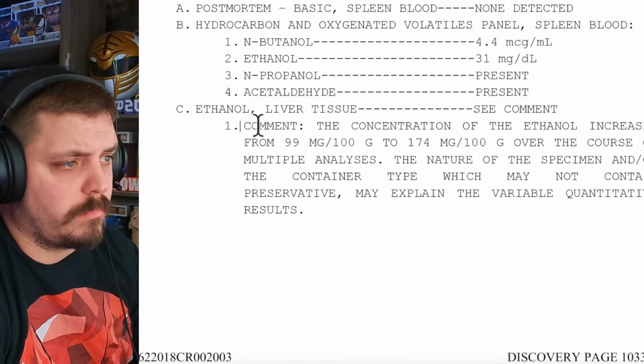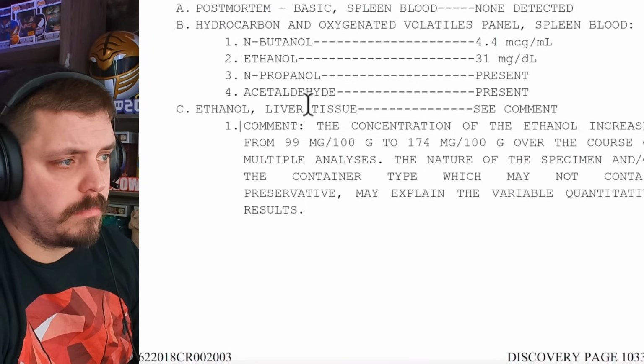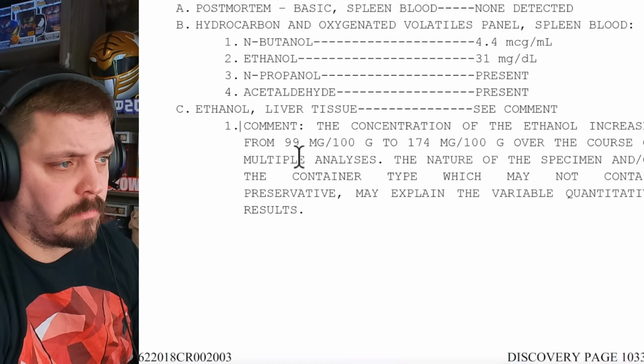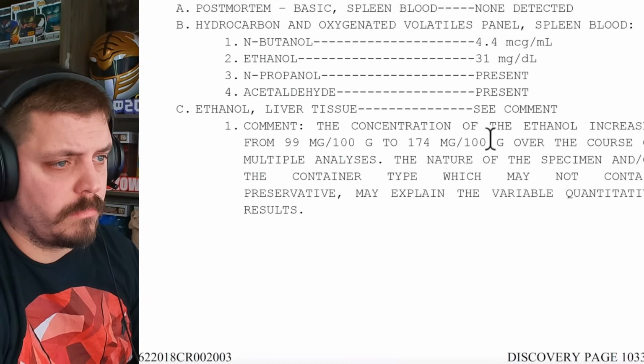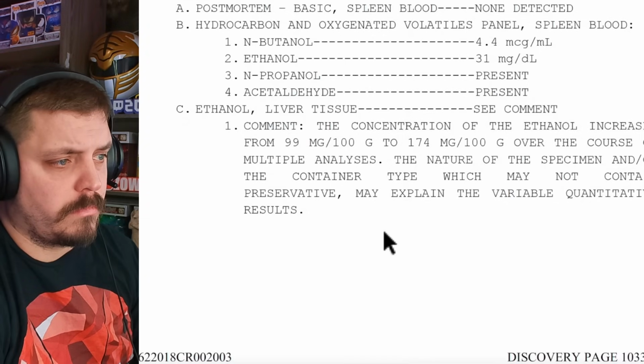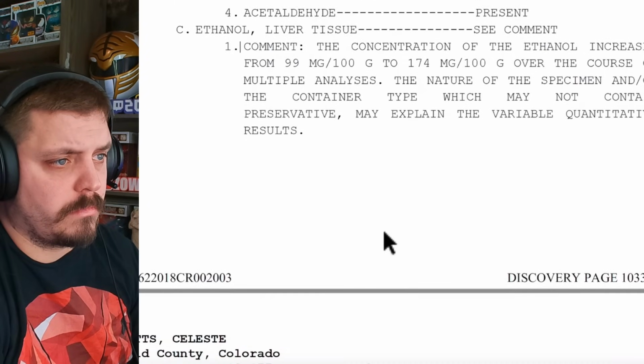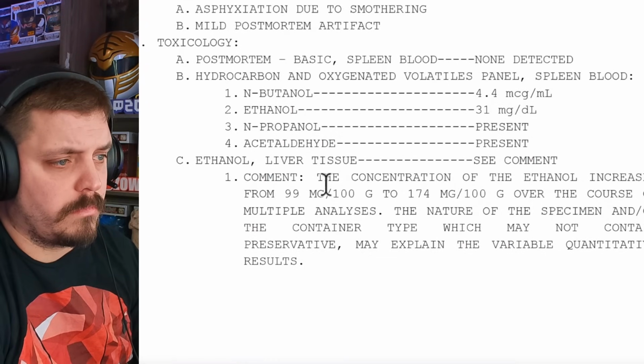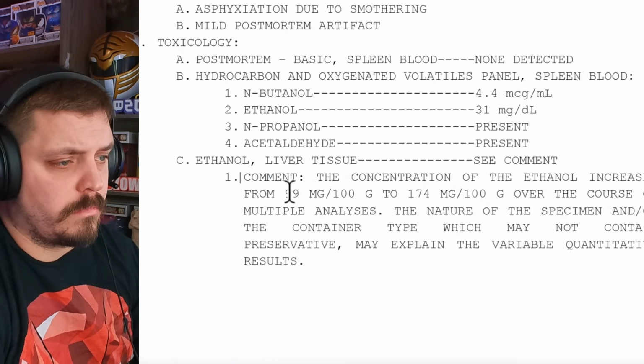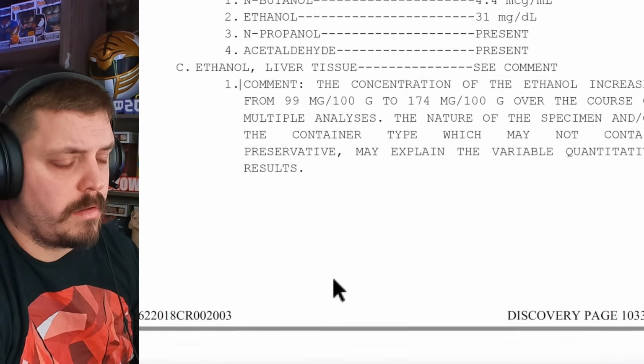This is due to post-mortem issues, but there is a comment here regarding the ethanol found in her liver tissues. The concentration of the ethanol increased from 99 to 174 over the course of multiple analyses. The nature of the specimen and or the container type, which may not contain preservatives, may explain the variable quantitative results. She wasn't drunk, she wasn't consuming alcohol. It's just that the numbers increased due to the analysis performed and the nature of the specimen. And so they're very thorough.